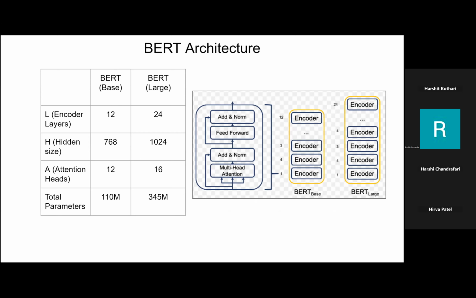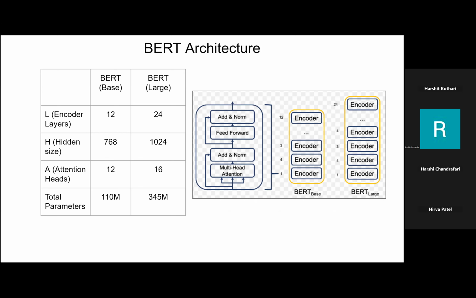Talking about the architecture, the paper talked about two different models. One was the base model, and another one was the large model. As you can see, we've listed down the different parameters of both the models. BERT is a transformer-only model which consists of encoders, and each encoder consists of four layers. One of them is the feed forward layer, another one is the multi-head attention layer, and two of them are for normalization. The base model consists of 12 layers and the large model consists of 24 layers.